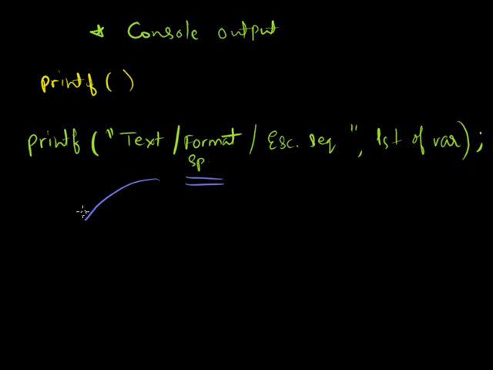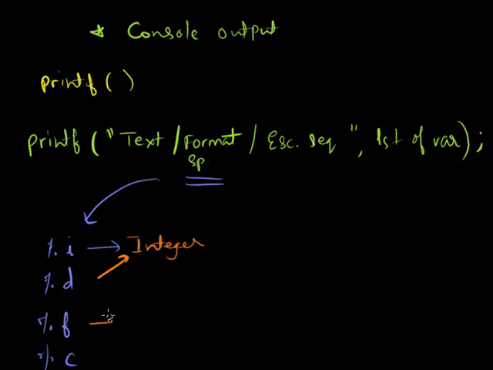Format specifiers. We have a lot of format specifiers. Let me list all of them and then we'll go through them one by one. We have %i, we have %d, then we have %f and %c. So what do they mean? %i means an integer, right? We have used it. So does %d. So you can use %d or %i interchangeably. %f is for floating points and %c is for characters, right?